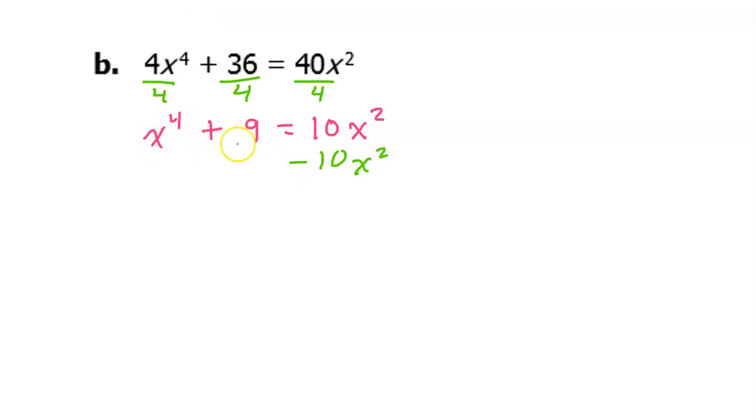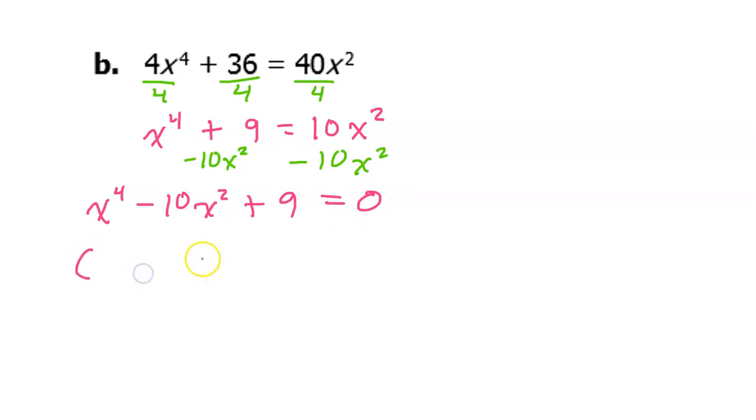I'm looking at the degree of each term. This 10x squared belongs in the middle, so I'm sort of lining it up where it's going to go. So I have x to the fourth power minus 10x squared plus 9 is equal to 0. We will probably be able to factor this as a binomial times a binomial. So looking at the first term, x to the fourth power can only be factored as x squared times x squared. Now I'm going to jump over and look at the 9. That 9 is either going to be 1 times 9 or 3 times 3.